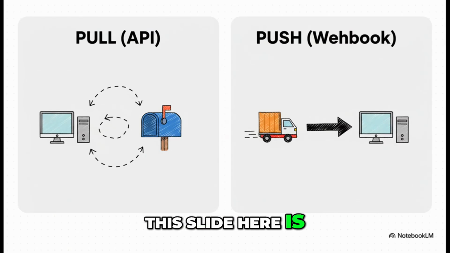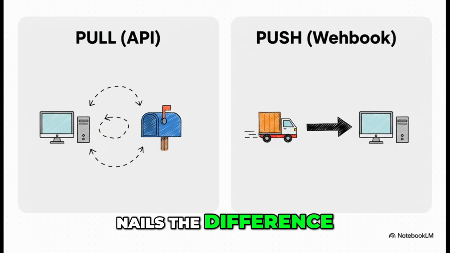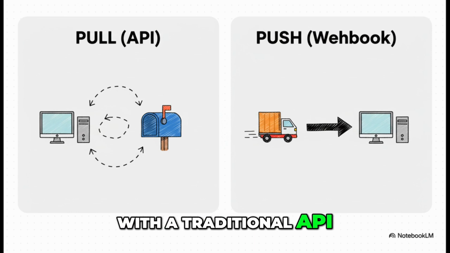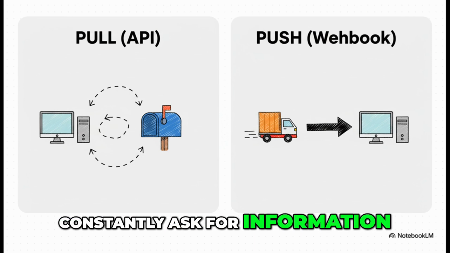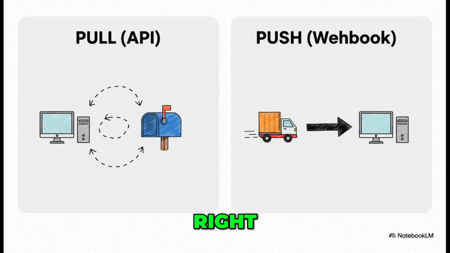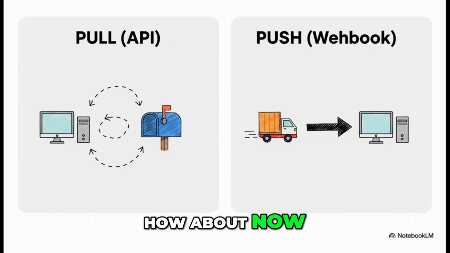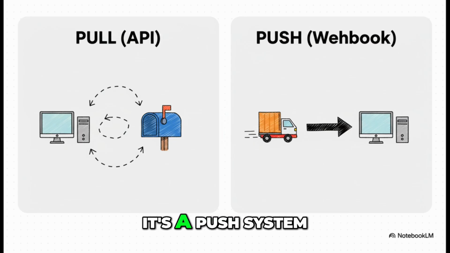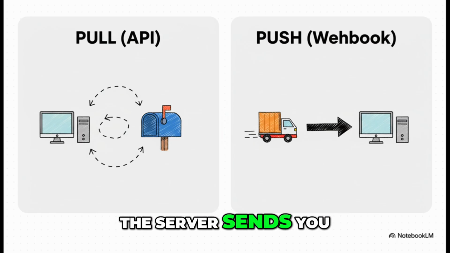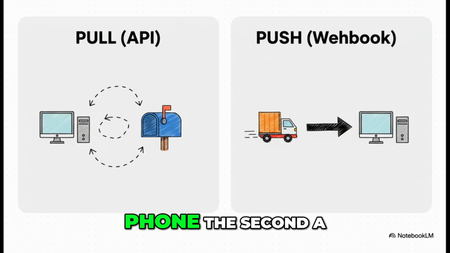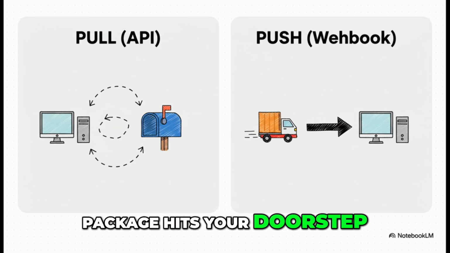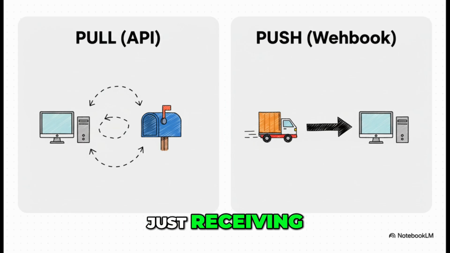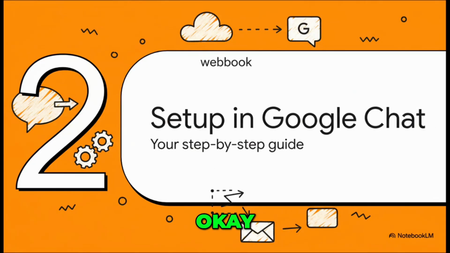Now this slide here is key, because it really nails the difference. With a traditional API, your app has to constantly ask for information. It's pulling data, right? It's like walking to your mailbox over and over, asking, anything new? How about now? Anything yet? A webhook completely flips that around. It's a push system. The server sends you the data the instant something happens. It's like getting that delivery notification on your phone the second a package hits your doorstep. No more asking, just receiving. It's way more efficient.